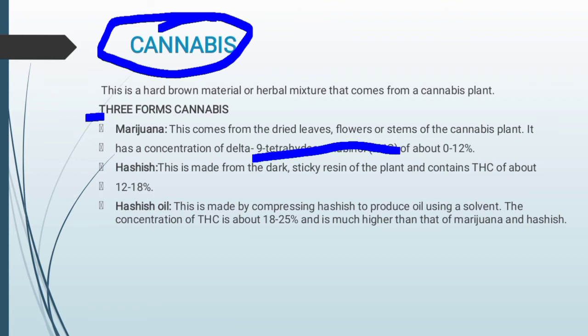Hashish oil is made by compressing hashish to produce oil using a solvent. So you can use a solvent here, you can use water just to dissolve the hashish. When you compress it, then it will form an oil. Concentration of tetrahydrocannabinol is about 18 to 25%. So hashish oil is more dangerous than the other two. It's the most dangerous. The hashish oil. It's deadly.